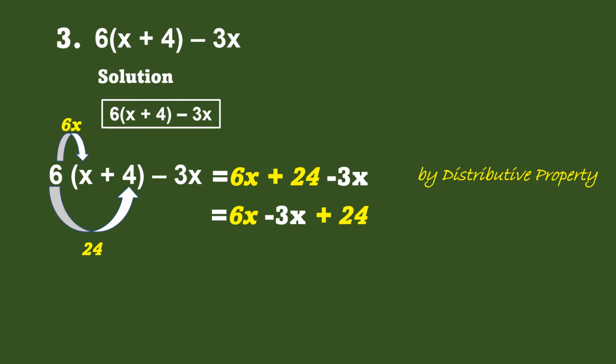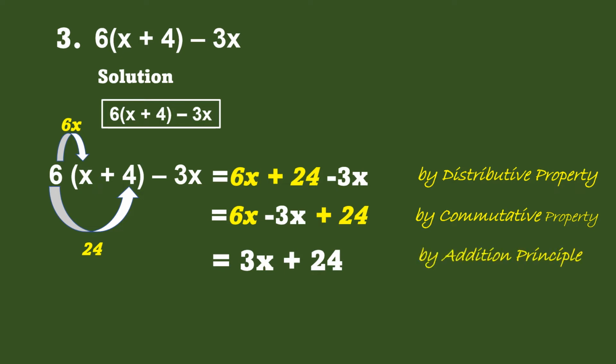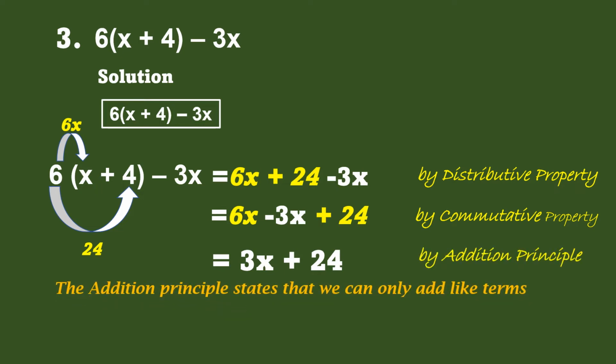Rearranging the terms, we write 6x minus 3x plus 24 by commutative property. Adding like terms, it would be equal to 3x plus 24 by addition principle. The addition principle states that you can only add like terms. Therefore, 6 times quantity x plus 4 minus 3x is equal to 3x plus 24.